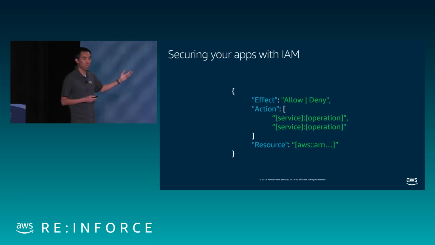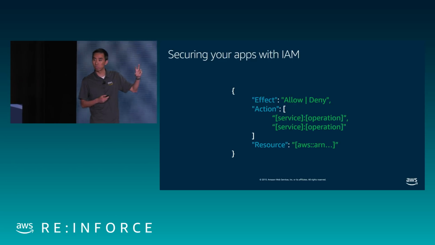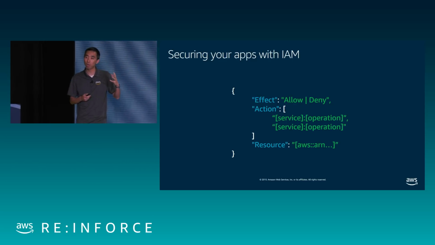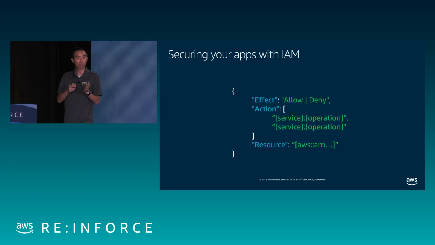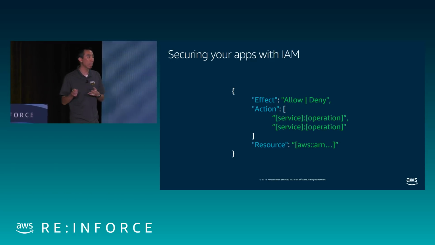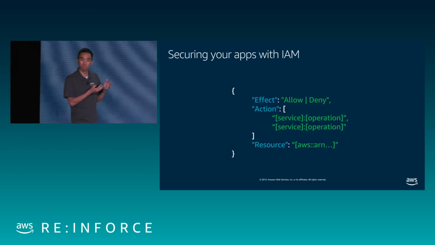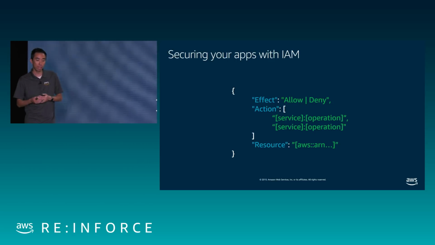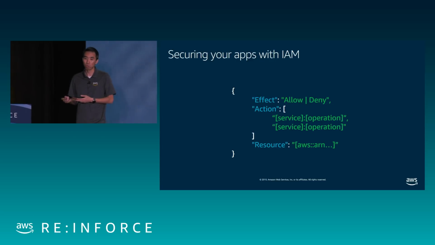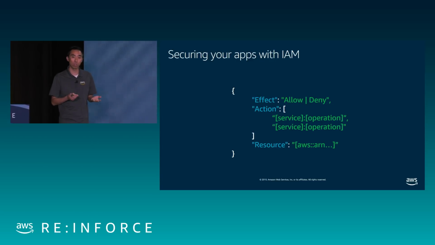So here is a really basic IAM policy. The structure is very simple. IAM policies always have an effect, either allow or deny, then you have some kind of action. Right? This action can be a list of API calls that you want to allow or deny. And at the very bottom, you have a resource. So a resource is the AWS resource that you're providing permissions to.